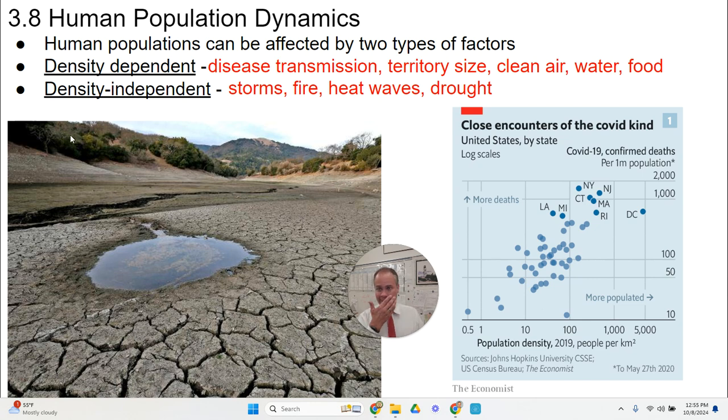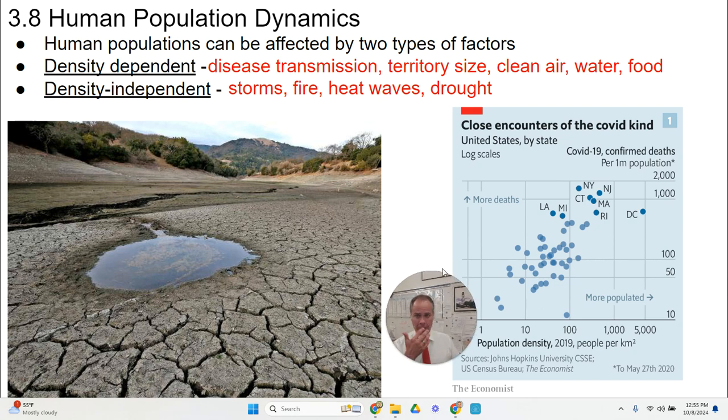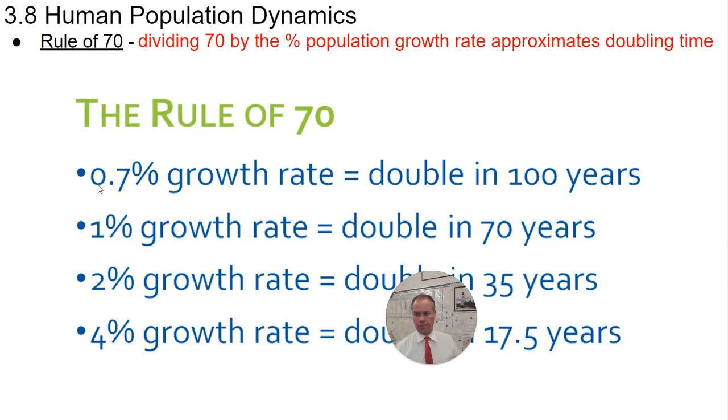There are also density-independent factors, things that don't have any connection to the density of populations. Oftentimes these are things like natural disasters, storms, fires, heat waves, droughts. These can certainly affect population size, but they're not dependent on the number of individuals living in a given area.